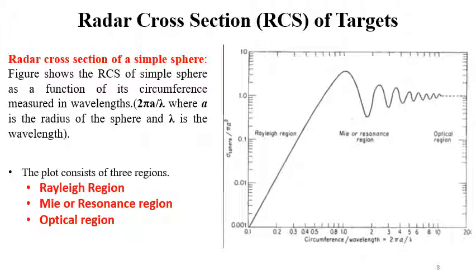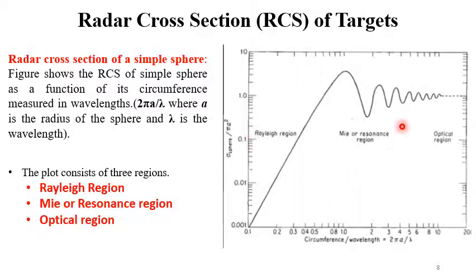Now let us have some idea of radar cross section and how it is dependent on the frequency. So radar cross section of a simple sphere. To understand this, we will consider a simple sphere as target, as if we are changing the frequency and we are trying to observe the radar cross section. What happens to the radar cross section, whether it is increasing or decreasing. So let us try to understand with this fictitious experiment.